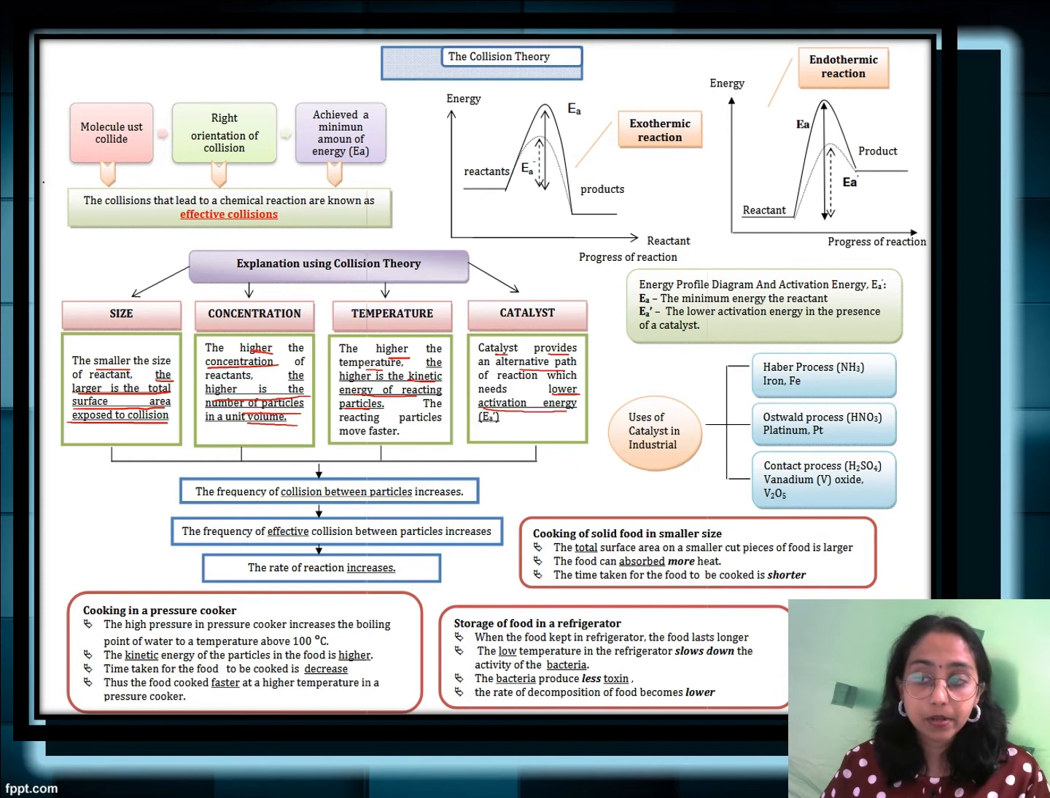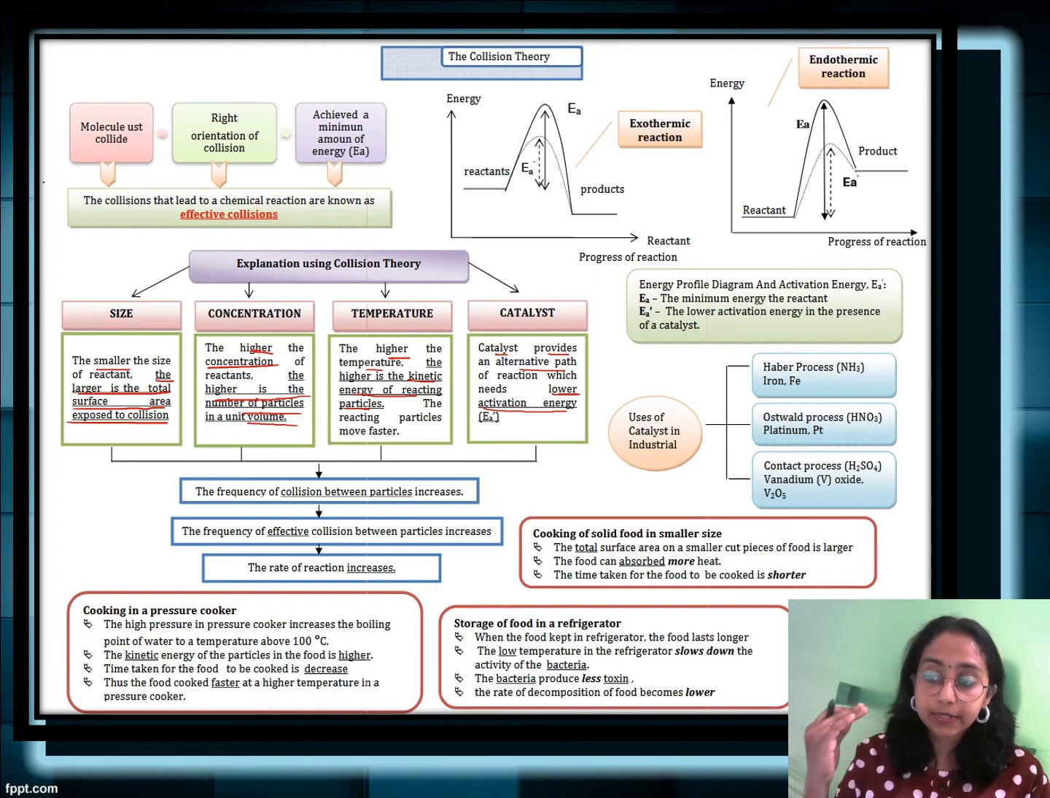After you explain the intermediate point, next you have to relate to the frequency of collision between the particles increases. Then the following will be the frequency of effective collision between the particles increases, and finally it will result in a higher rate of reaction. In a while I will explain to you how to write an essay based on collision theory. So for now, make sure you have the bigger picture about how to go about writing collision theory, how you're able to connect the factors and collision theory.